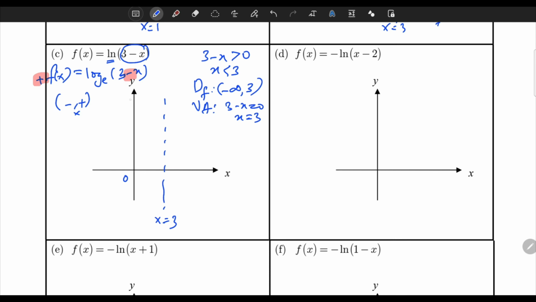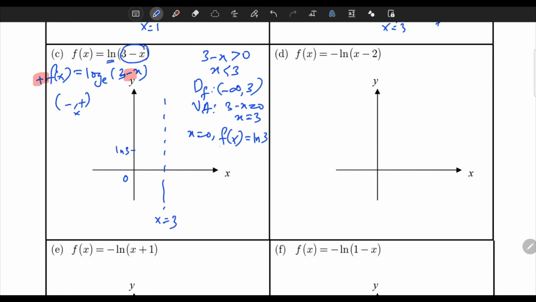So we might get the x-intercept and the y-intercept. So let's see when x is 0. Substitute into the function, so we have f(x) equal to ln 3. Right? So we have ln 3 somewhere here. So this is ln 3.